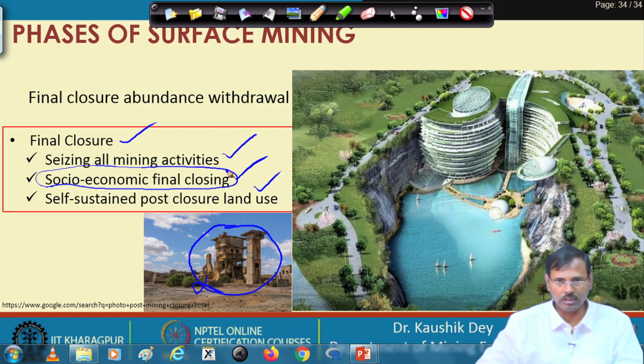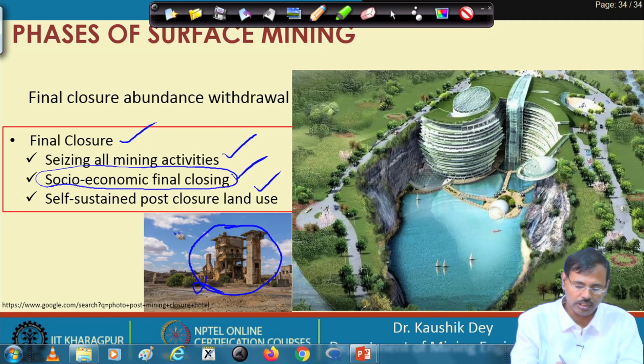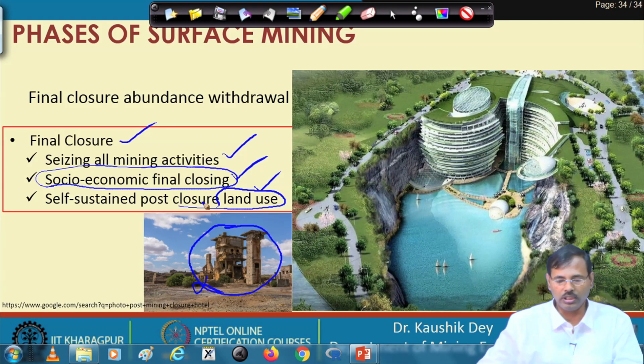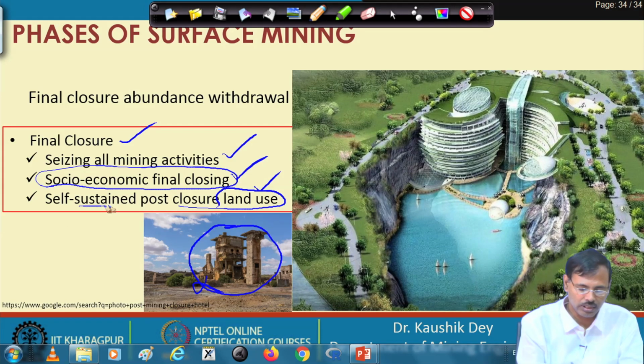That much economic and social growth of the society has to be maintained in the post-mining period also, and that is why post-mining land should be used in a positive, sustainable growth way, so that after the mining also a similar lifestyle can be maintained. That is why self-sustained post-closure land use is also very important for the sustainability of the whole thing. I have already mentioned that sustainability means it is technically sustainable.